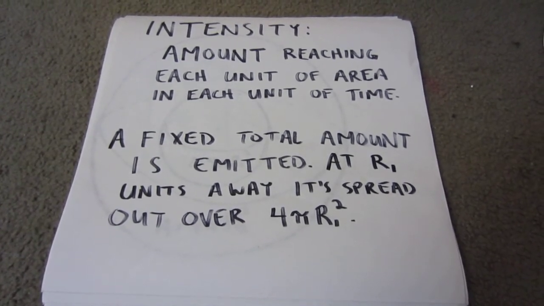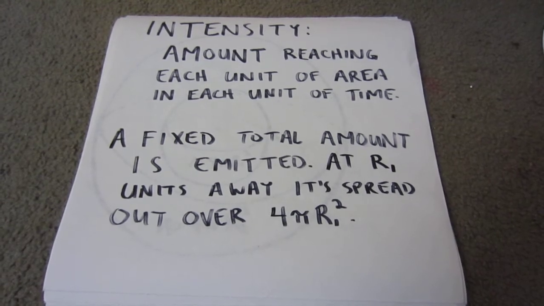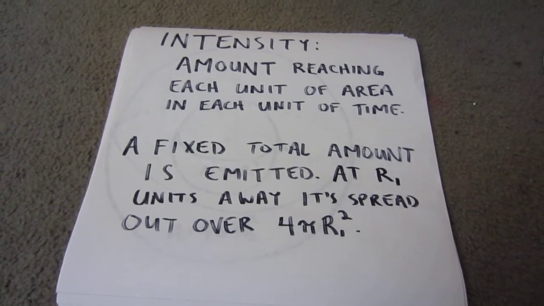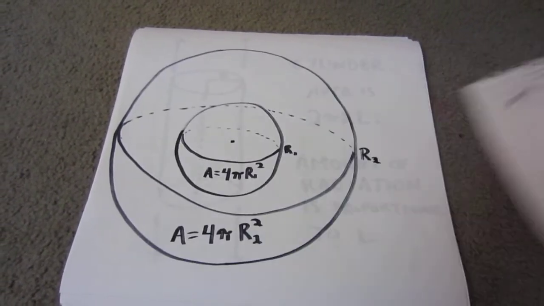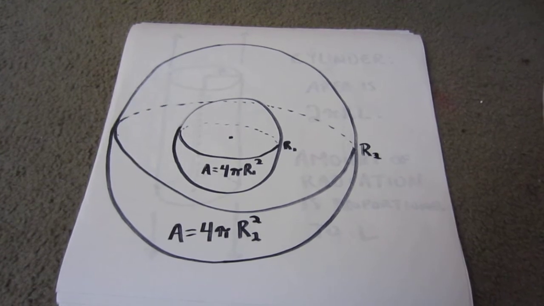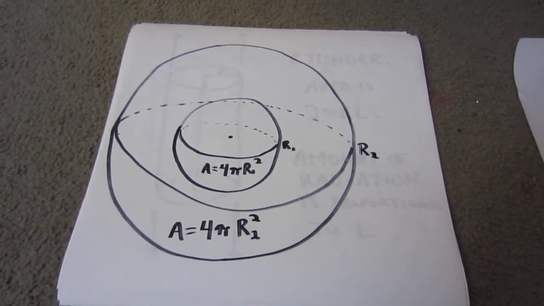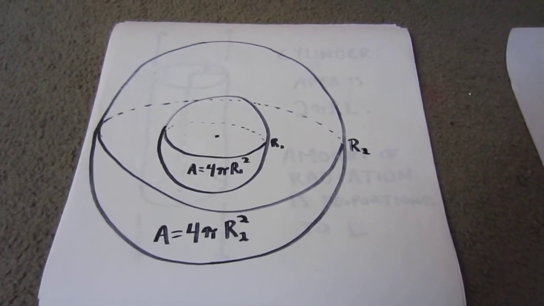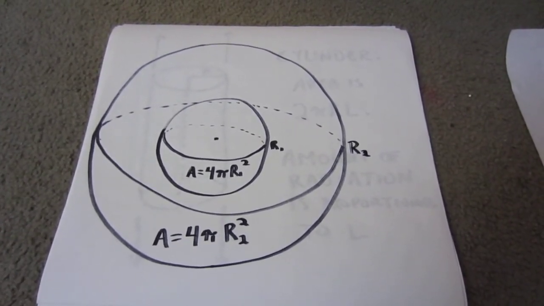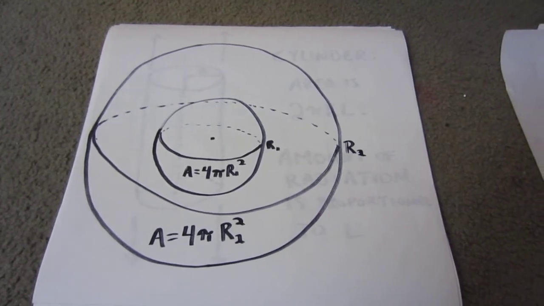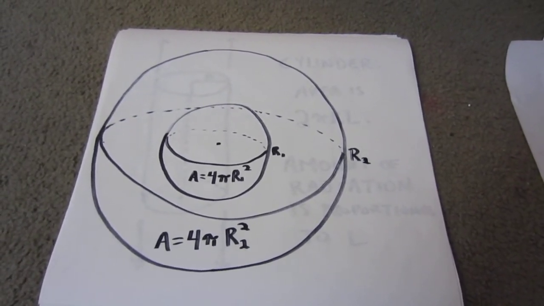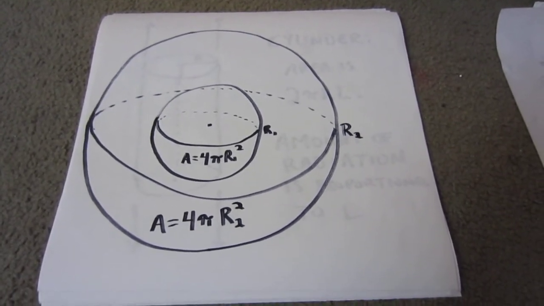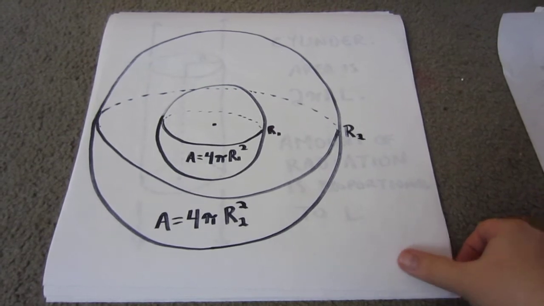So anyway, a fixed total amount is emitted at rate r1 units away. It's spread out over an area of 4 pi r1 squared. A little while later, it's gotten farther away. It's the same amount spread over an area of the sphere, 4 pi r2 squared. The intensity is the amount per time per area, so there you've got your inverse square law.